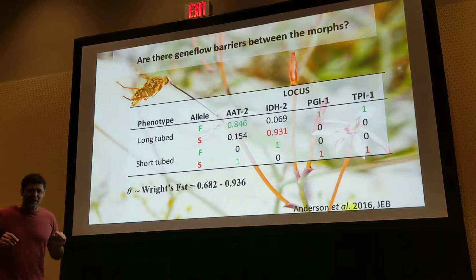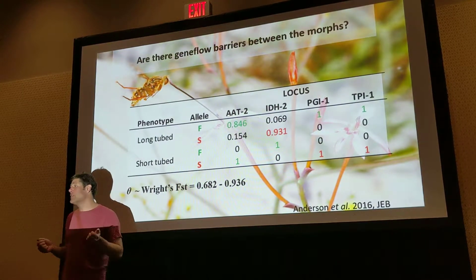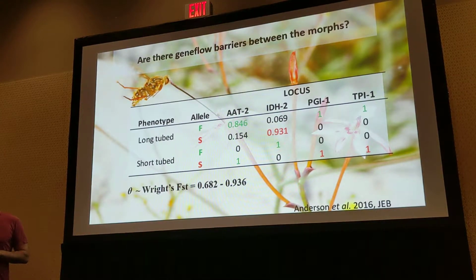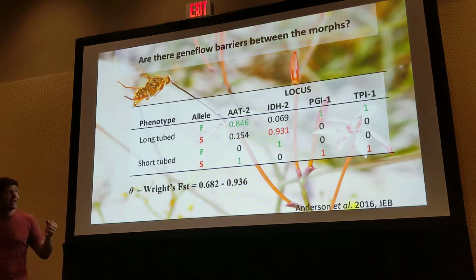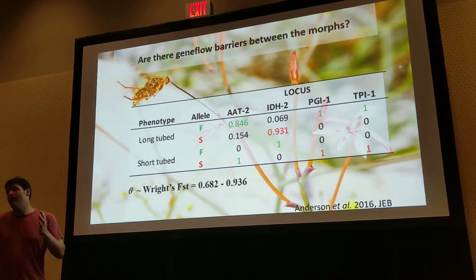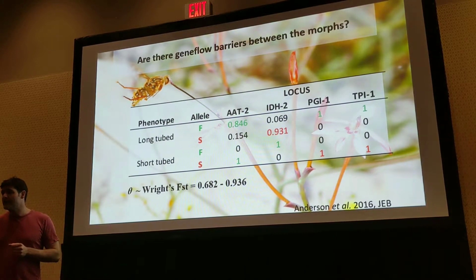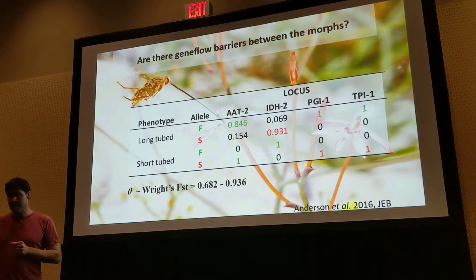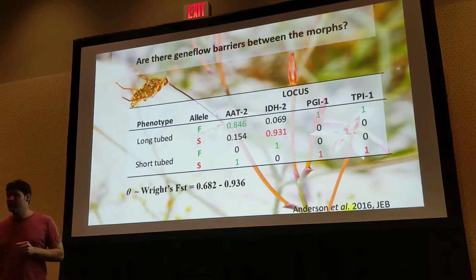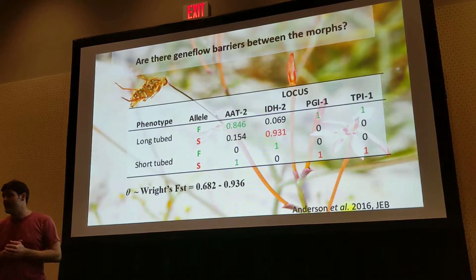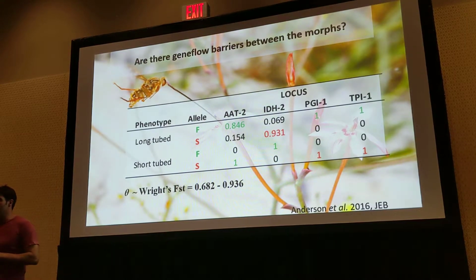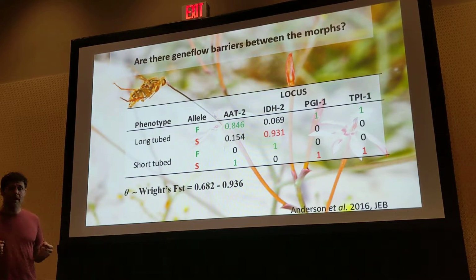In this study over here, we collected seed progeny from short and long tube plants in the field, from this bimodal population, and we looked at allozymes, and we found complete allelic frequency differences for two loci over there between the short and the long tube forms, and for another two loci we found nearly complete differences. So it suggests that there are very strong gene flow barriers between these two forms.